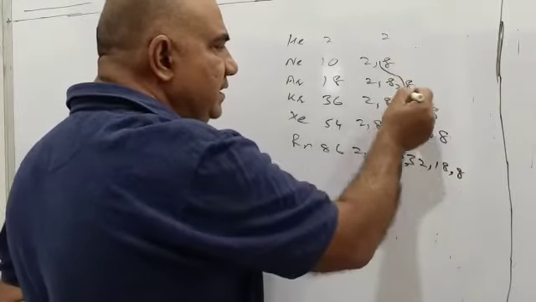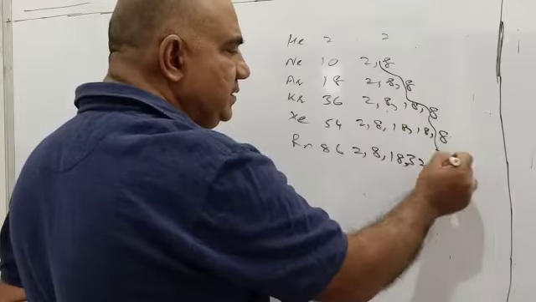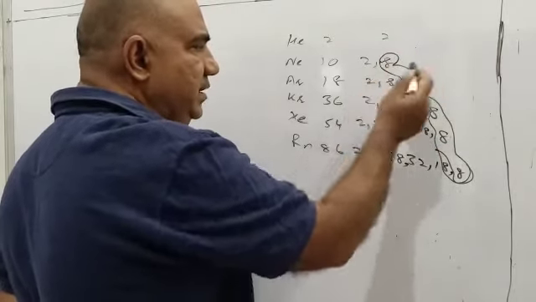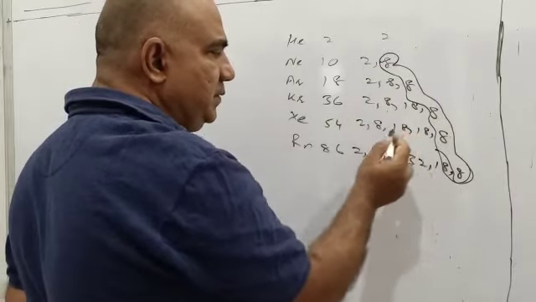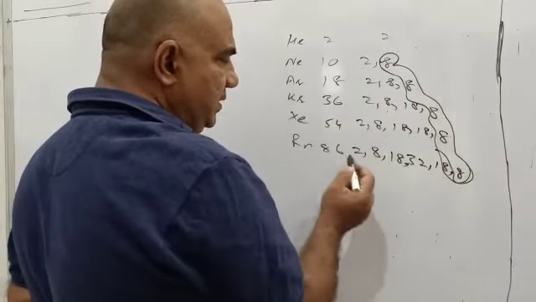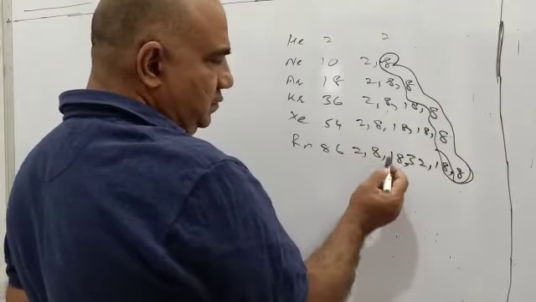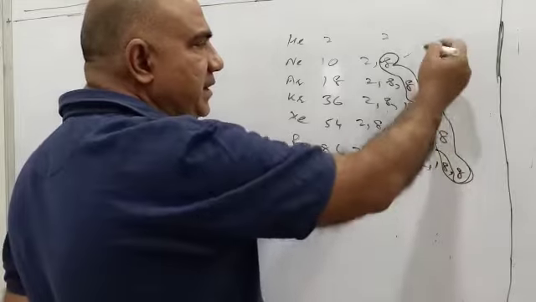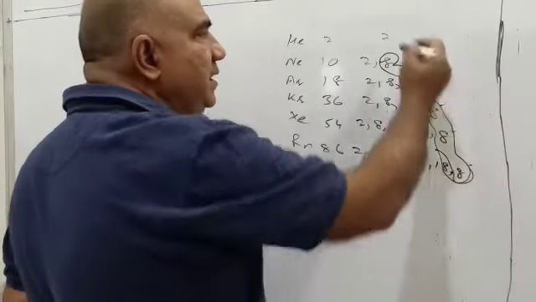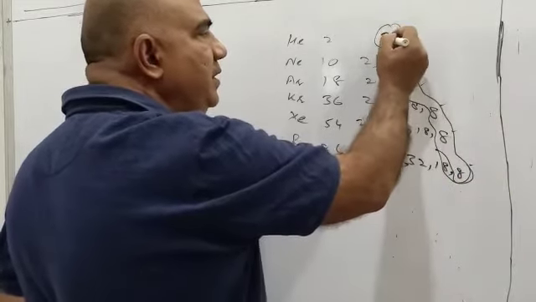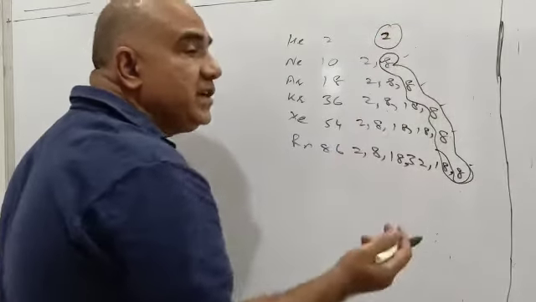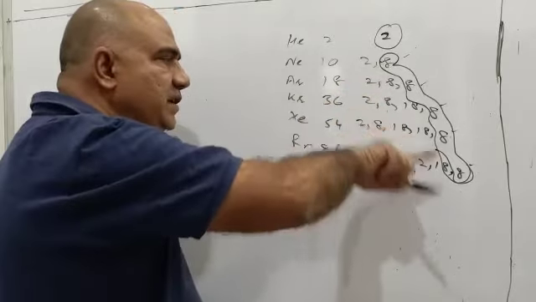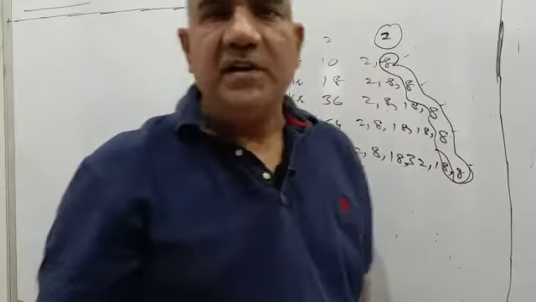So we can see that all these elements have 8 in the outermost orbit: the second orbit 8, third orbit 8, fourth orbit, fifth orbit 8, and sixth orbit 8. Their outermost orbit has 8 electrons, and helium has only 1 orbit, which at the most can have 2 electrons. Those 2 are already there. So we say that the outermost orbits are completely filled.